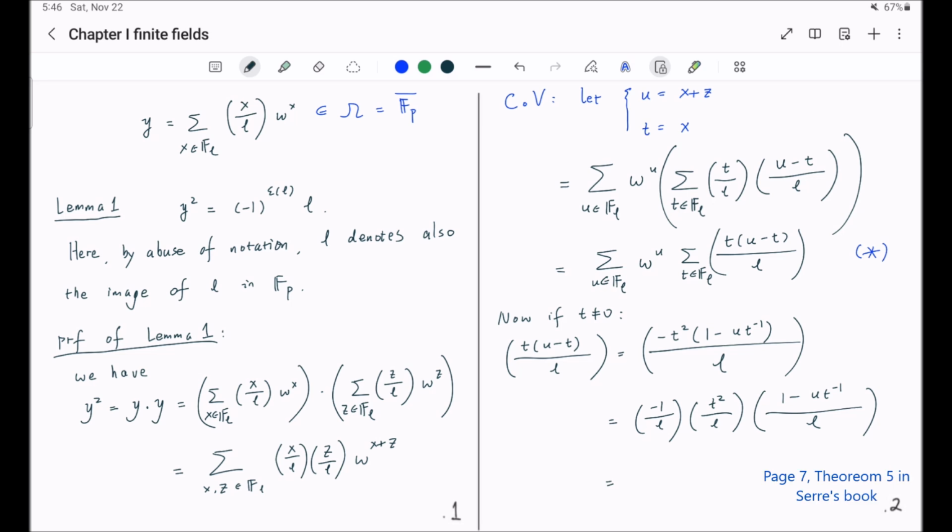From the computation in the previous section, you know the first part is equal to (-1)^(epsilon L). And the second part, because the square here, this is (t over L) squared, is always equal to 1. So the second part is always equal to 1. And we copy down the third part. And we call this equation star.